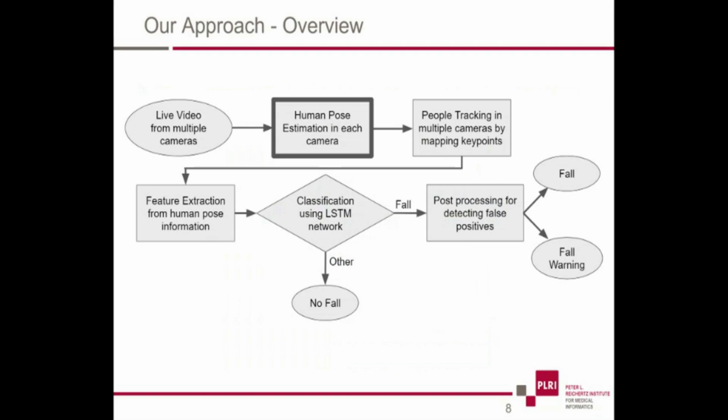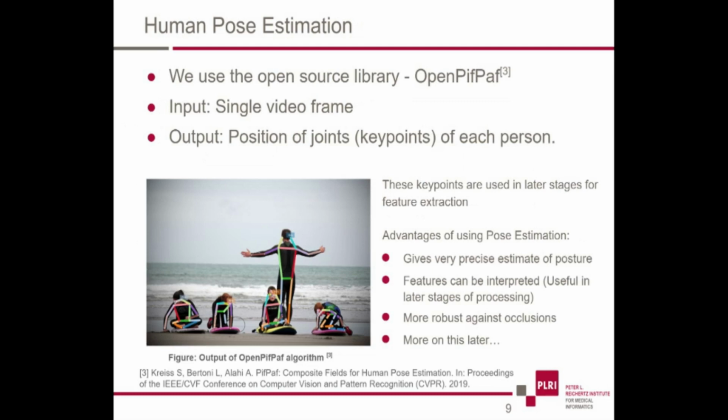Before we start, we attach multiple cameras to our system. Video feed from each of these cameras is used as input to our system. The first step of our method is human pose estimation. Human pose estimation algorithms take video frames as input. For each person in the frame, they assign a set of key points which represent the coordinates of various body parts such as head, neck, hands, legs, etc. These key points are used in later stages for feature extraction.